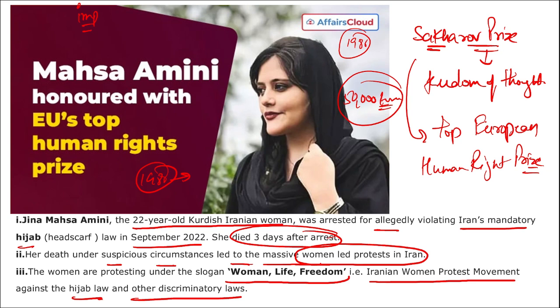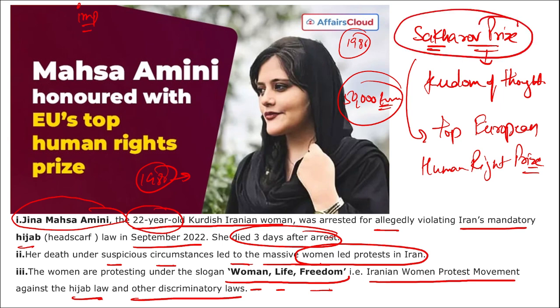Correct? And now Jina Mahsa Amini, a 22-year-old Kurdish Iranian woman, was arrested, and after 3 days she died under suspicious circumstances, and this led to a women-led protest in Iran under the theme Women, Life and Freedom. And now Mahsa Amini and the women-led protesters in Iran are being honored with the Sakharov Prize, that is for freedom of thought, and it is also the top European human rights prize awarded to a group or an individual.